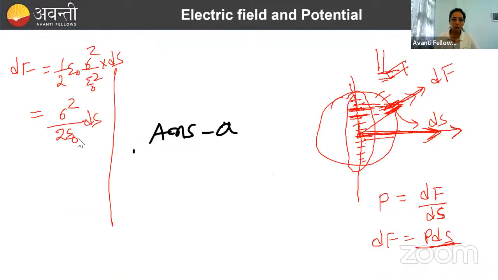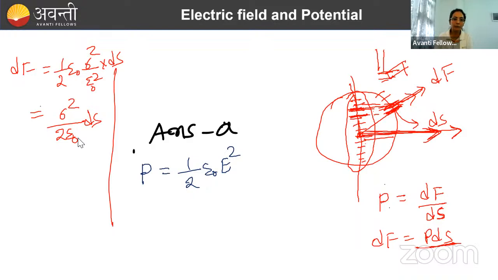I just want to recap this concept. The only important thing was that the pressure value will be half epsilon naught E square. In this question, the electric field was sigma by epsilon naught. So if we put in the value of the electric field, we get the pressure. Now we needed to calculate the force. From pressure, we can calculate force. Pressure is force per unit area, where force is perpendicular to the surface, that is, force is along the area vector. So here P equals df by ds, df is P ds.